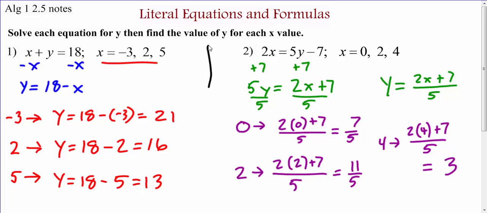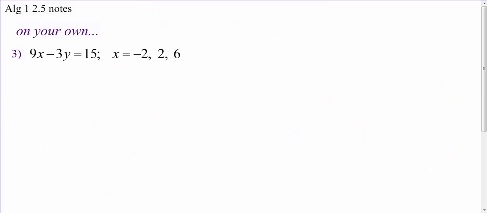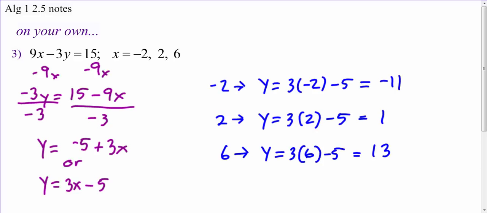Alright, so what we're actually doing here is solving these equations as if they're literal equations, and we'll look at that definition in a little more depth in a moment. This is a nice way if we have to plug in multiple values. You solve first, and then you can work from there. Alright, pause the video, do number 3 on your own, and then compare your answers to mine.